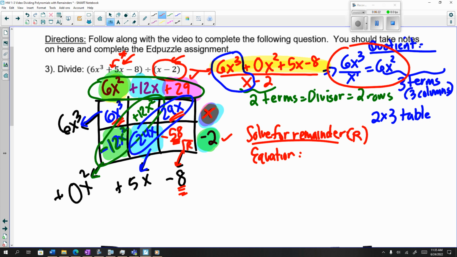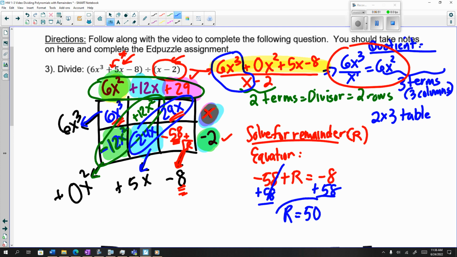And we're basically going to say negative 58 plus what would give me negative 8, because you have to remember to add down the diagonal. So same kind of thing here, you want to add up to negative 8. So I'm going to make an equation: negative 58 plus R equals negative 8. Now I'm going to solve the equation I created. I'm going to add 58 to both sides, and I get R equals 50. So the remainder is going to equal 50.